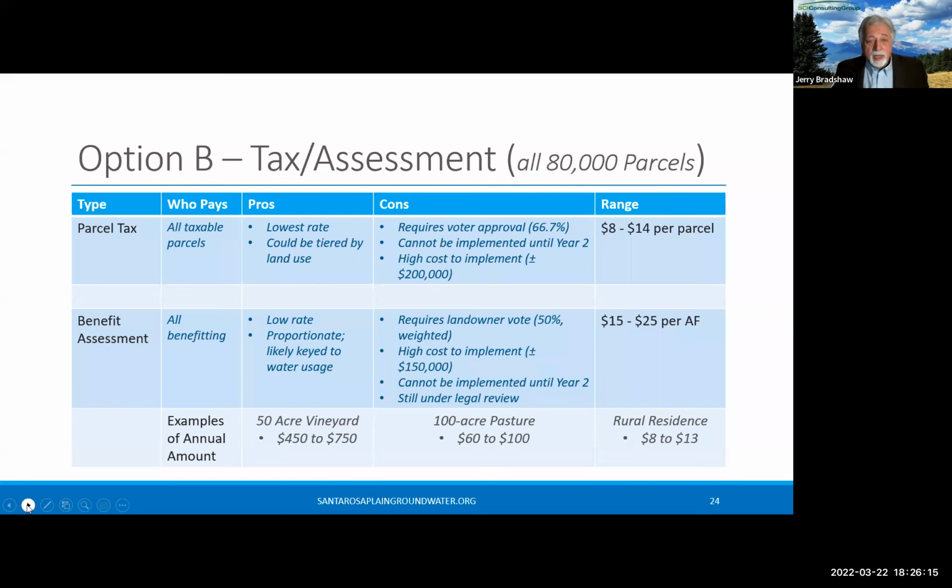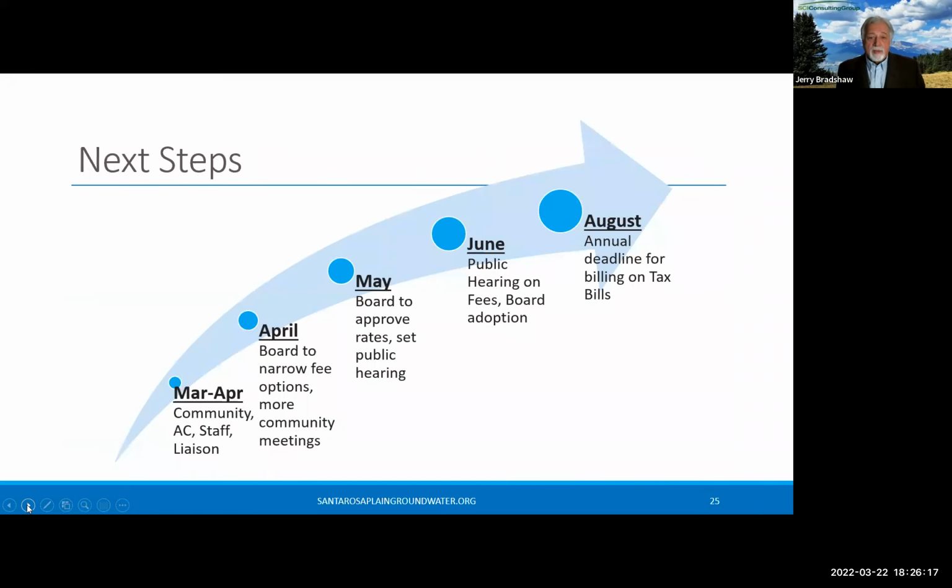On the next slide, we'll go through the process that we have ahead of us. This is the next 5 months of life in the project that we're involved in. March and April is devoted to community meetings. This is the first of 4 in this basin. We also have the advisory committee, that's what the AC stands for. We're working with staff and a liaison group as well. In April, we'll be back to the board to report back what we hear tonight, to give them an update on our data and our fee report as we're finishing up those.